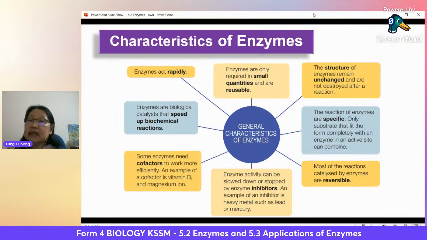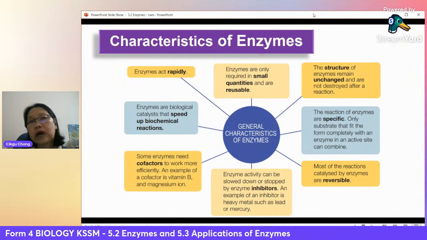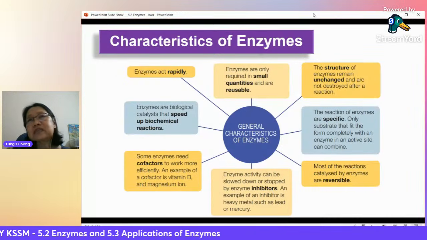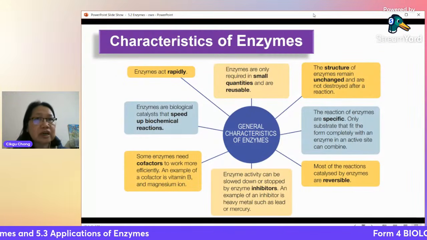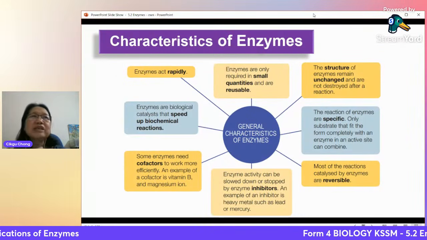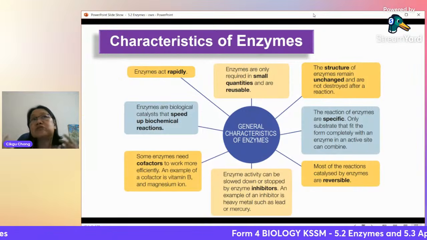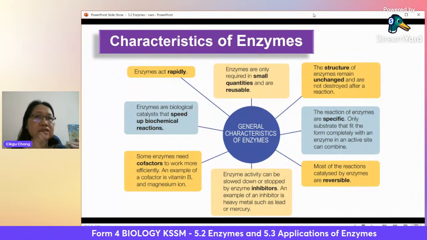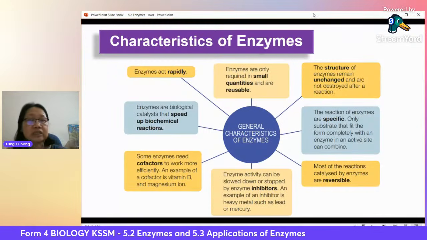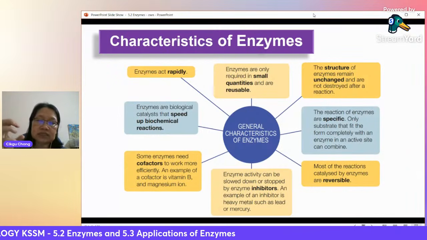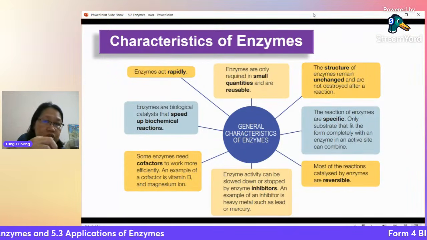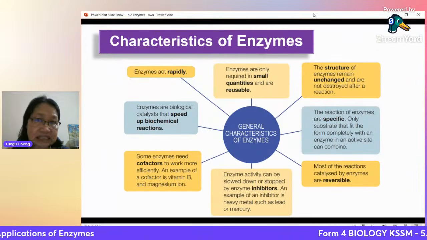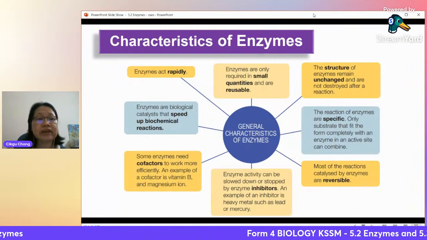Next, lastly, some enzymes require cofactors. Cofactors can be vitamins. That's why vitamins are important. Why do we need vitamins? You say vitamins are good for your health, to make sure all your systems run very well. It's because certain vitamins, like vitamin A, vitamin E, and so on, are needed by the enzyme to make the enzyme work better. So these are called cofactors.